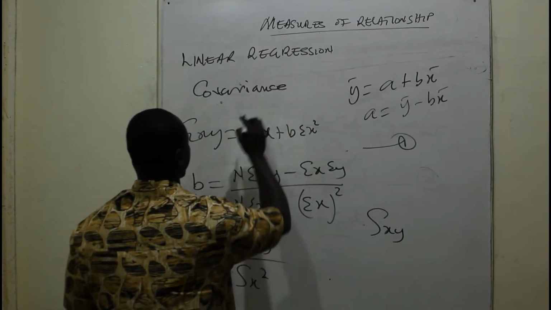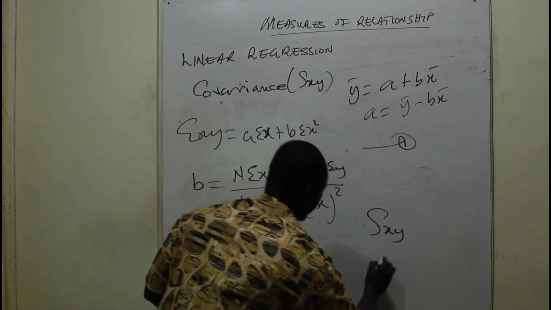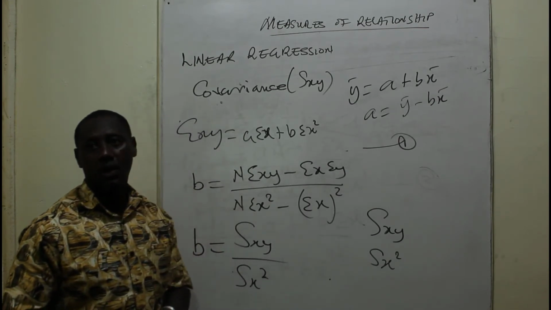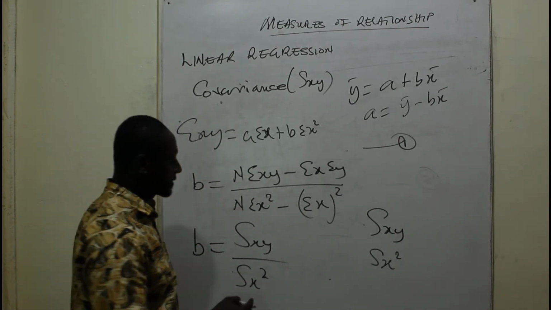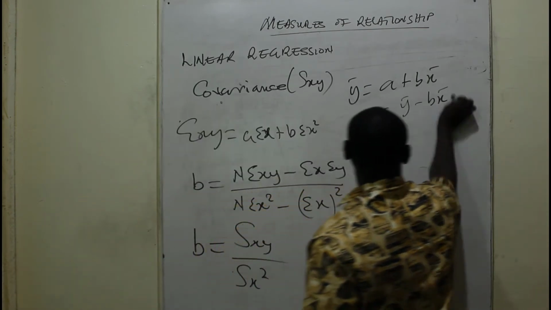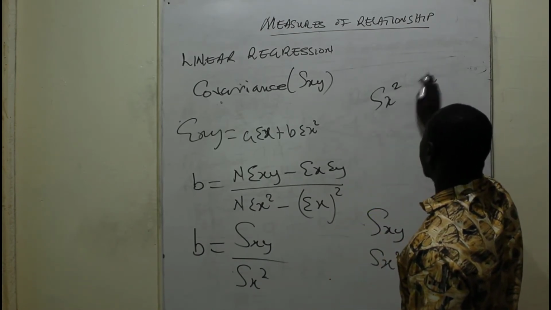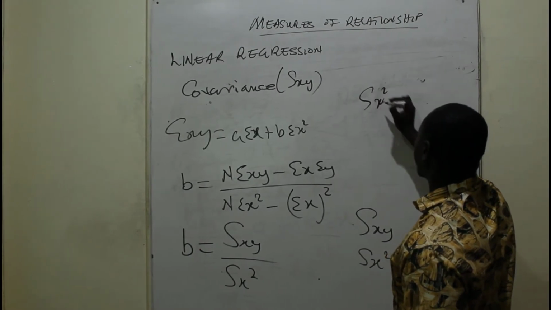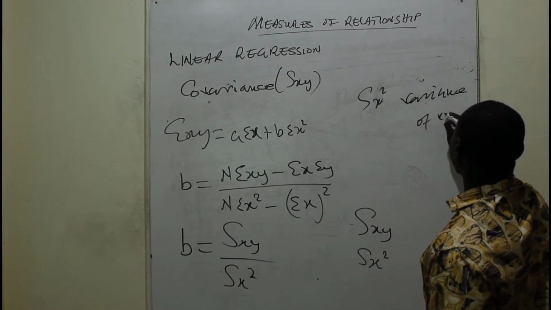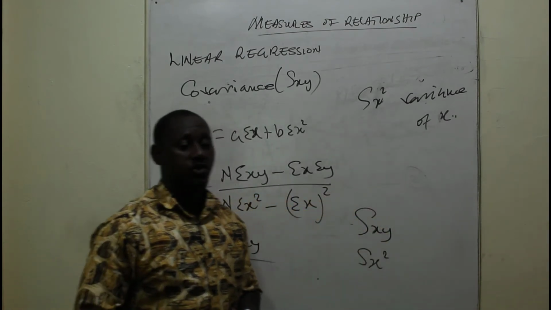This one becomes the covariance. That is the x is. And then this one also becomes what we call the variance of x. This one, that is the s, substitute, this becomes the variance of x. And I think this word variance is not new to you.